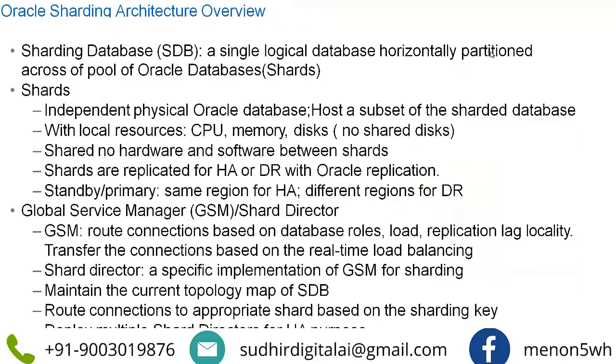Okay. Coming back to the architectural perspective for a while, but we will go very detailed into it in an architectural session. But here I just wanted to give you a perspective. A single logical database horizontally partitioned across a pool of Oracle databases, which are called shards. What is a shard? It's an independent physical Oracle database which hosts a subset of the sharded database. It will use local resources like CPU, memory, disk, shared nothing hardware, software, replicated for high availability or DR with Oracle replication, same region for high availability, different region for DR.